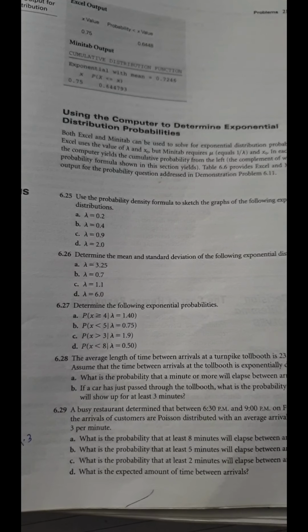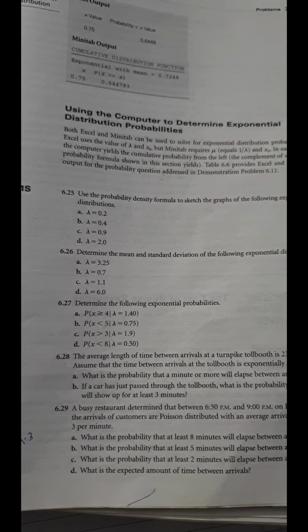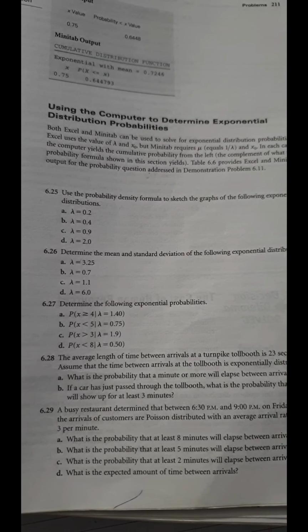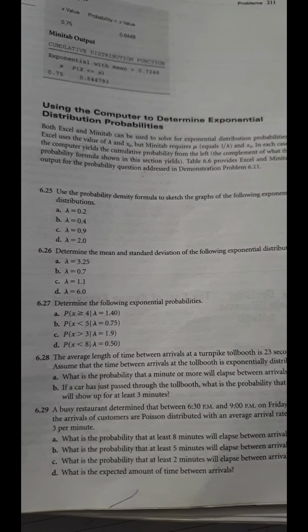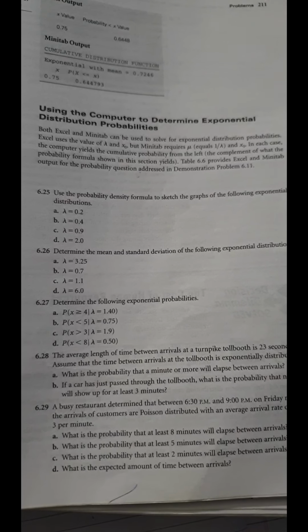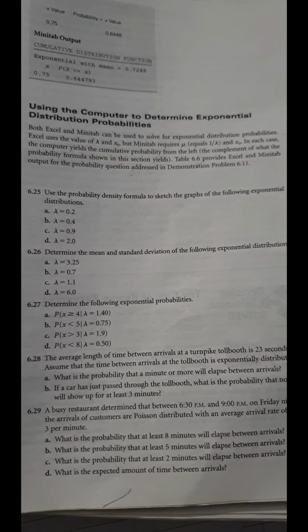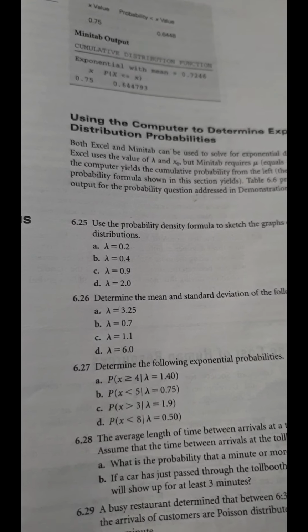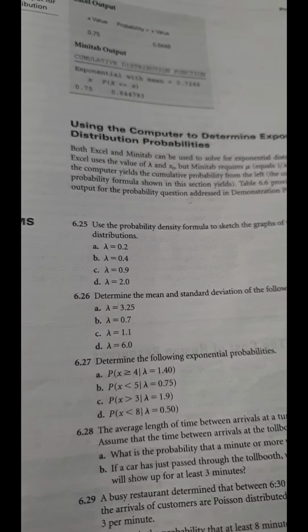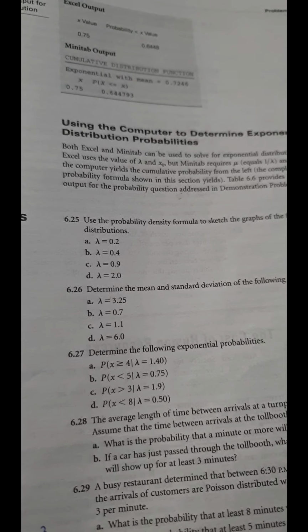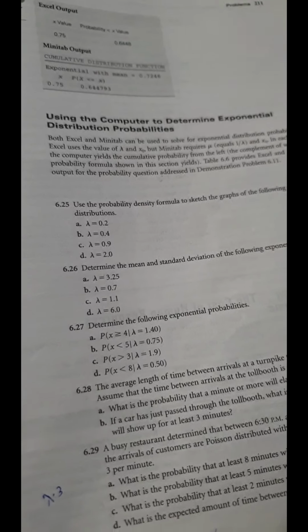So let's start the very first sum, exercise number 6.4, sum number 6.25. Use the probability density formula to sketch the graph of the following exponential distribution. Here they are asking only about sketching the graph, right? So I will show you one option, first option A. The rest of the things you can do. It is a very easy thing, so no need to waste further time. So 6.25.